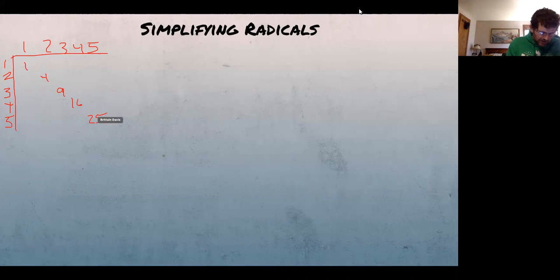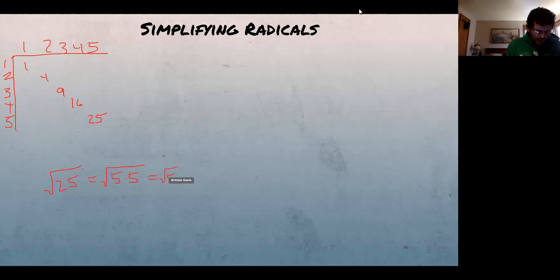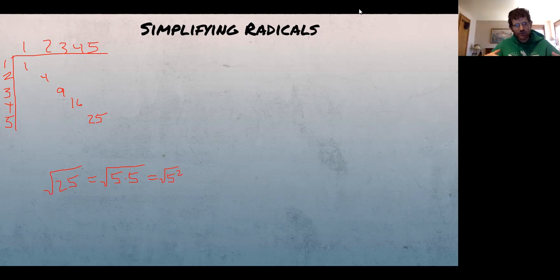So if I asked you guys the square root of 25, well, we know that 25 is the same as 5 times 5, which is the same as 5 squared. And here's the way it works. A lot of you already know the square root of 25 is just 5. But what we're essentially saying is that the square root and the squaring are inverses of each other, so they kind of cancel each other out, and all we're left with is 5.